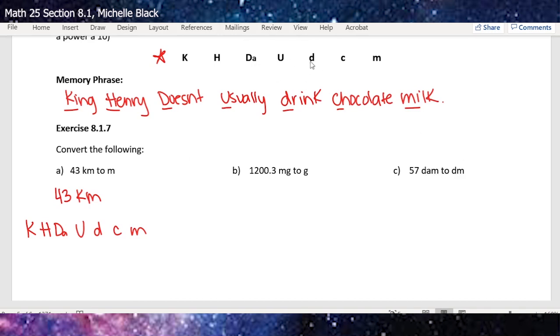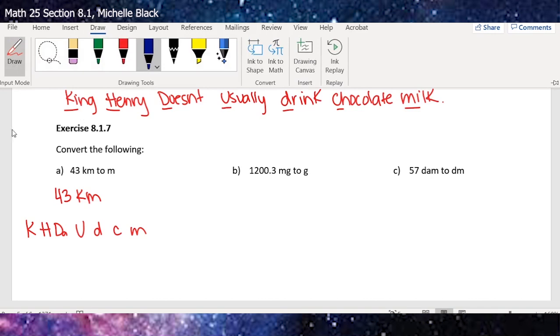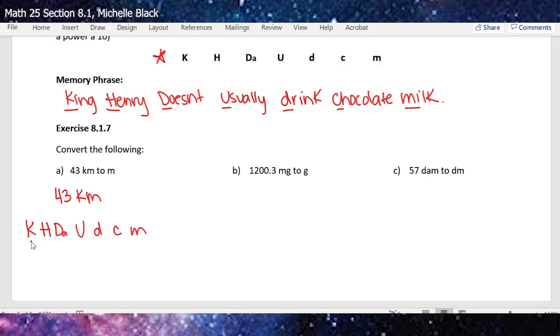Okay, but back in part A, I'm trying to go from kilometers to meters. So what you do is you go from where you're starting, which is K, and you count your way back to meters, which for us is our unit. So I'm going to count 1, 2, 3. Or I need to move my decimal point 3 times to the right.